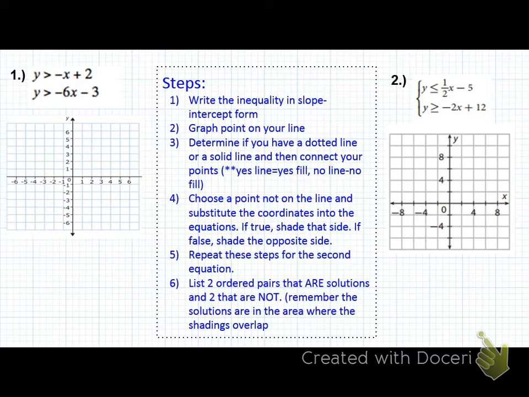On number 1, I could just cover up the second equation, and I can see it's in the right form. We have y is greater than negative x plus 2. The number in front of x is negative 1, so our slope is negative 1 over 1, and our y-intercept is 2. So first we go to our y-intercept of 2, and plot points using the slope: down 1, run 1, and so forth across my graph paper.